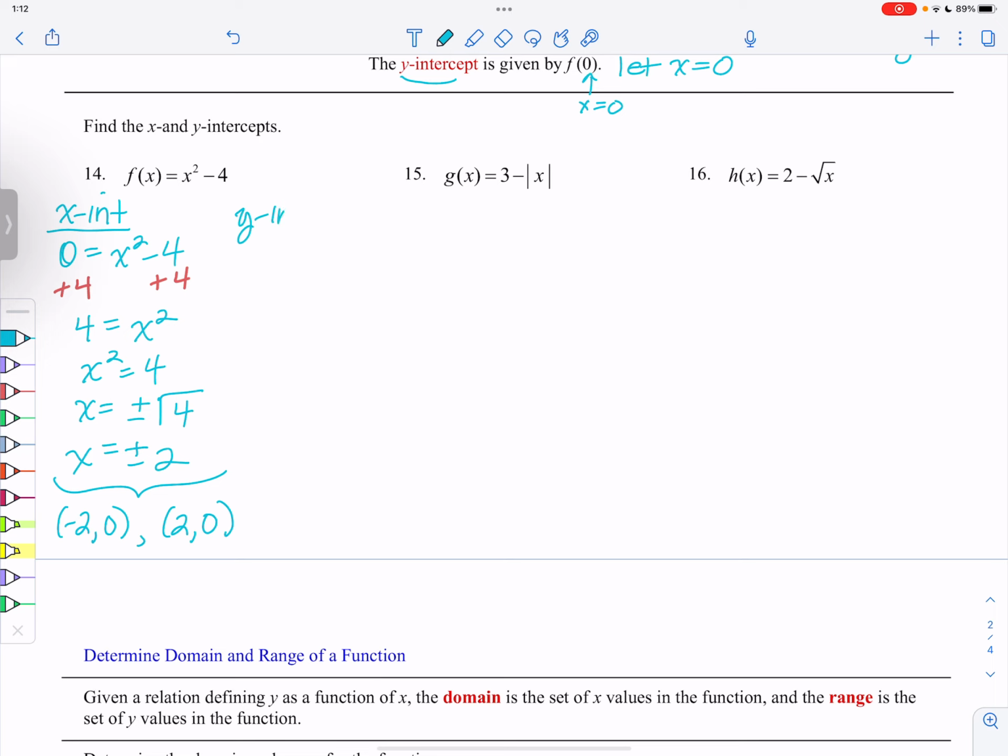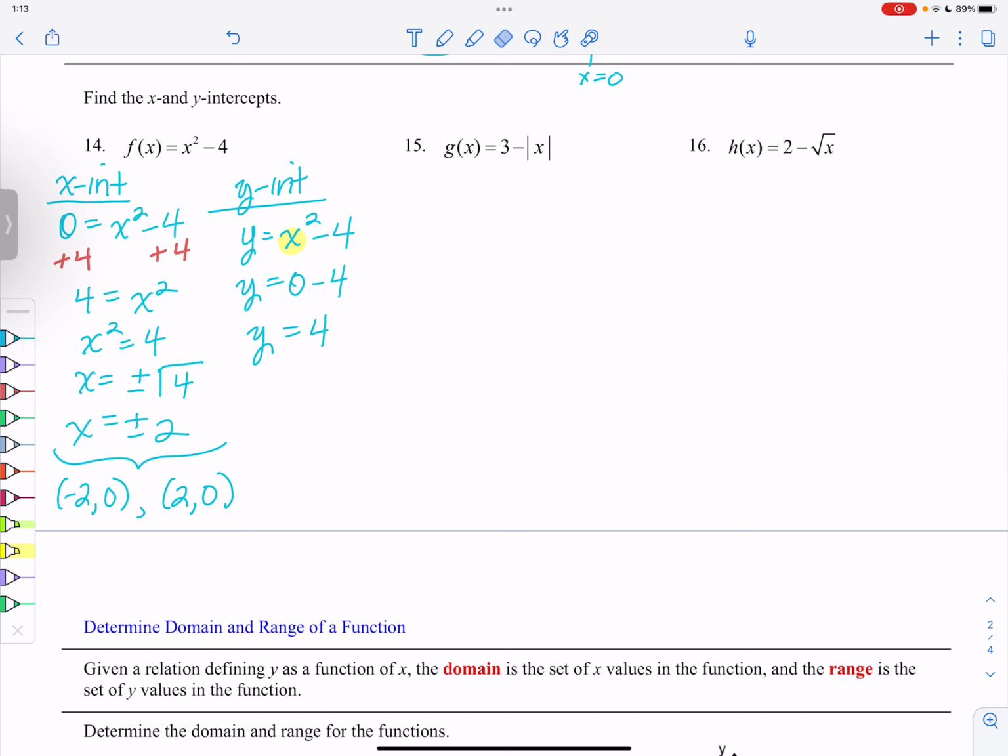Now, if we're going to find the y-intercept, we're going to let x be 0. So let's write this down. We have y equals x squared minus 4. Here we're going to let x be 0. So y equals 0 minus 4, and y equals negative 4. So what point have we now generated? We let x be 0 and y is negative 4. So it really makes it easy if you can remember those steps.